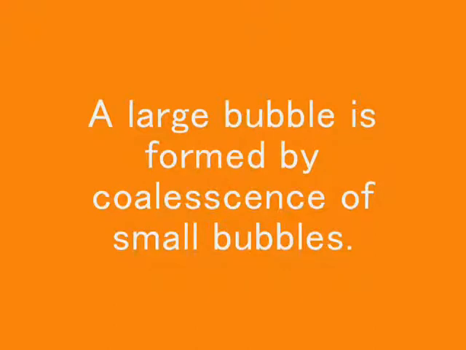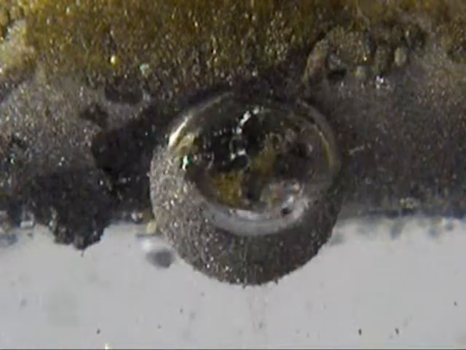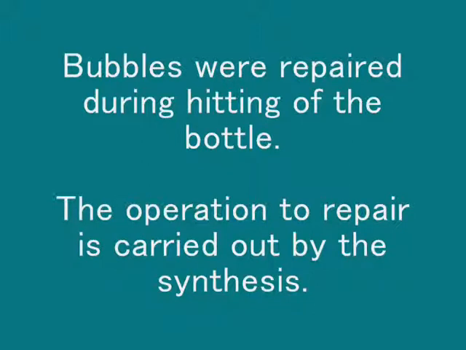A large bubble is formed by coalescence of small bubbles. An action of coalescence is very quick. So, the speed of repairing the membrane is very fast. The operation to repair is carried out by the synthesis. The bubbles were repaired during heating of the bottle.